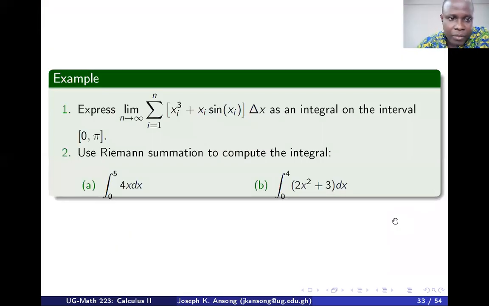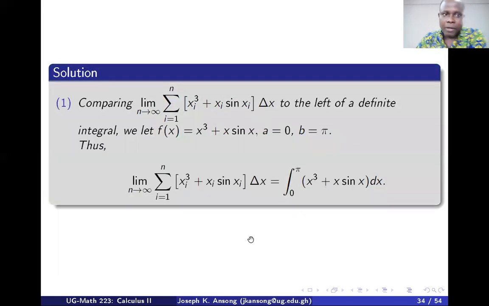Okay, so this says express the limit as n goes to infinity of this summation as an integral on the interval 0 to pi. So we are given the interval. So a is 0 and our b is pi. Question 2 says use Riemann summation to compute the integral from 0 to 5 of x dx. So you are not going to do it as you do it usually. You are given this, but from here you have to get the necessary information you need to be able to compute the Riemann sum. In other words, find the limit as n goes to infinity of the summation. That's what you want to do here, this and that. Okay. All right. So let's do the first one.